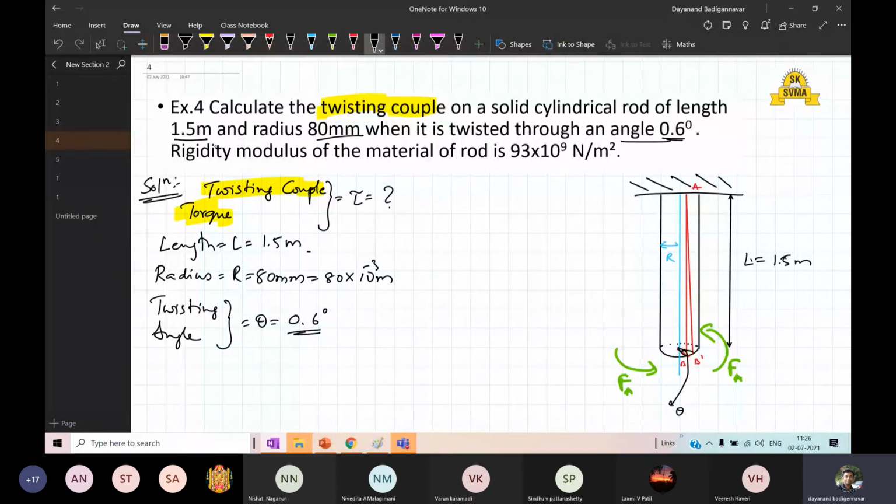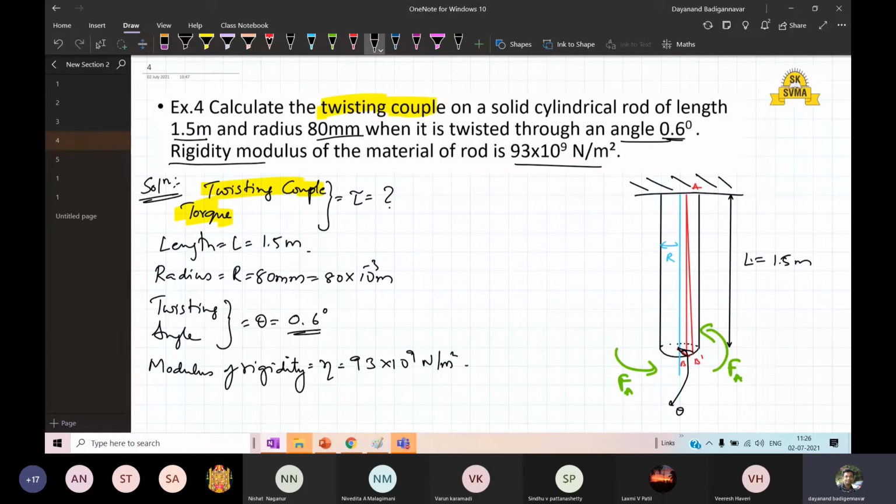Before that, they have given you the modulus of rigidity of the wire, of the material that we are using. Modulus of rigidity, eta, is 93 into 10 to the power of 9 Newton per meter squared. With this information, calculate the torque. Now here, theta is in terms of degrees. You have to convert it into radians first.